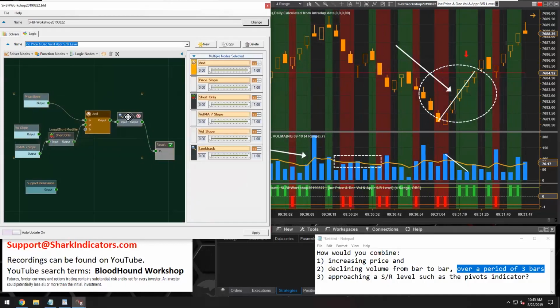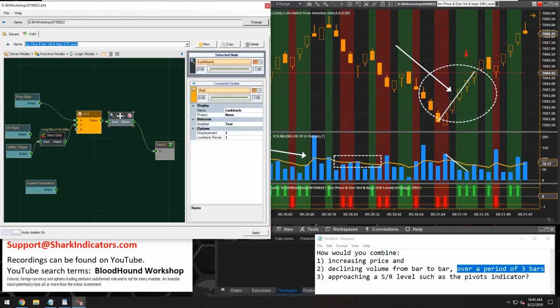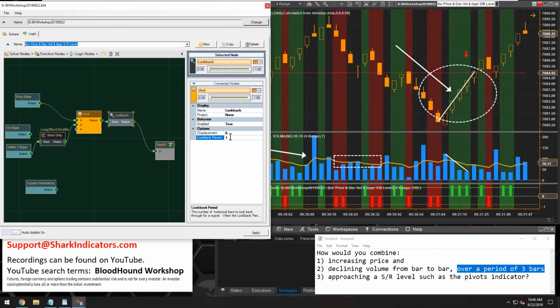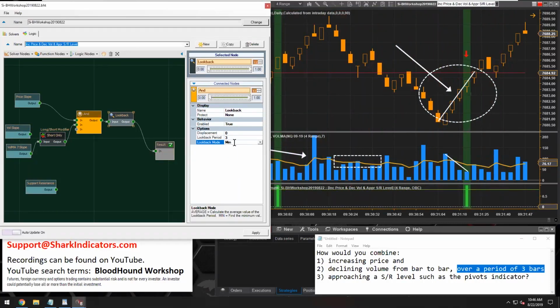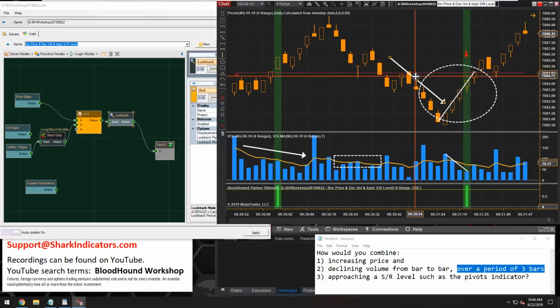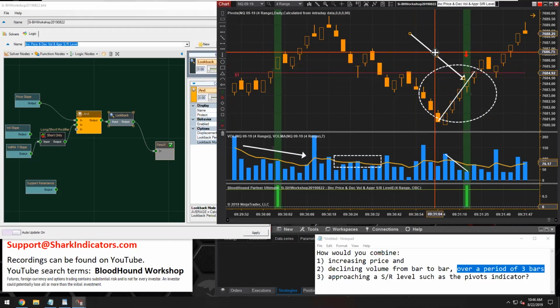And let's move this stuff back just a little bit. There we go. So with the look back node, we can set the look back period. Actually, we're not going to use the displacement, so let's set that to 0. We don't want to shift the signals forward any. But we do want to use the look back period, and let's just start this with 3 bars, and we need a minimum of 3 bars with a signal, right? And so there we go. So there is our signal.